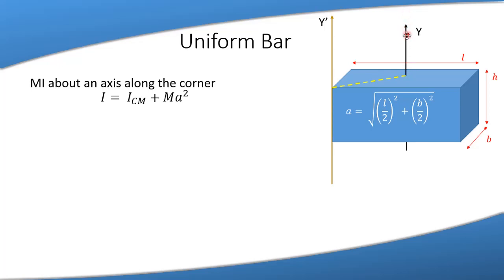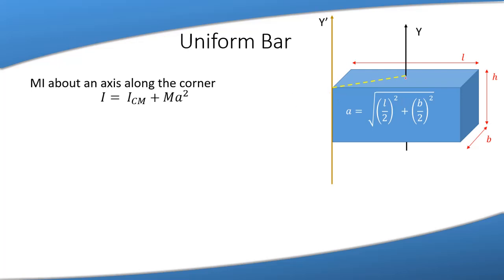That is, the moment of inertia of this body about the axis y dash will be equal to the moment of inertia of this body about the axis y plus the mass of the body multiplied by the distance between these two axes. Now, what is the distance a between these two axes? We can find that.